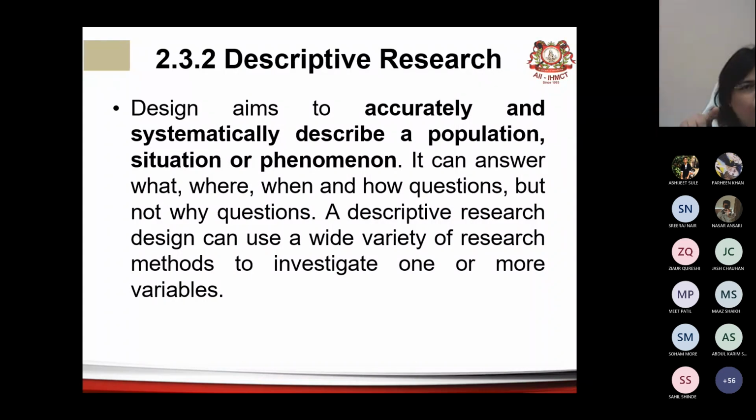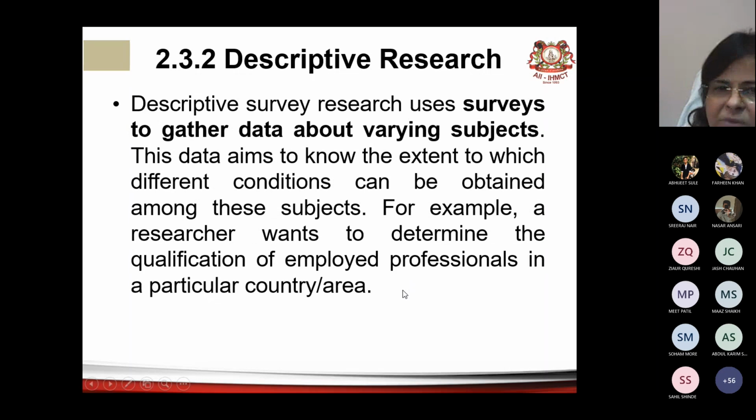Why am I angry? Because a student has misbehaved. So that is what I'm saying. Here it answers what, where, when, and how. A descriptive research design can use a wide variety of research methods to investigate one or more variables. Here you can have more variables, and the topic becomes more complicated, pechida in Hindi. Stick to one variable for now where you all are concerned.